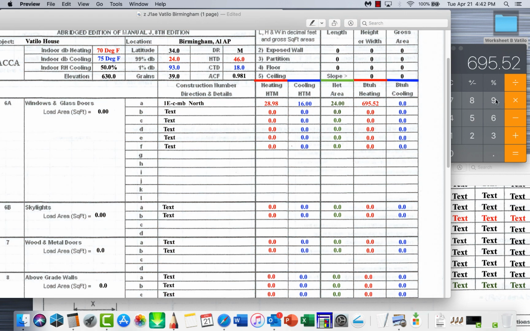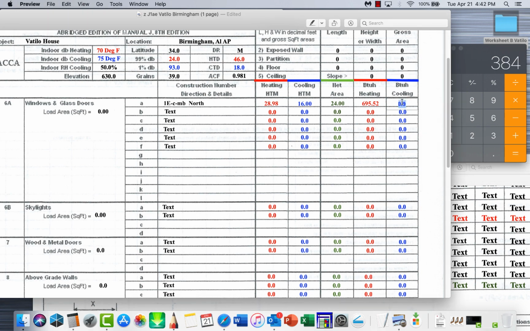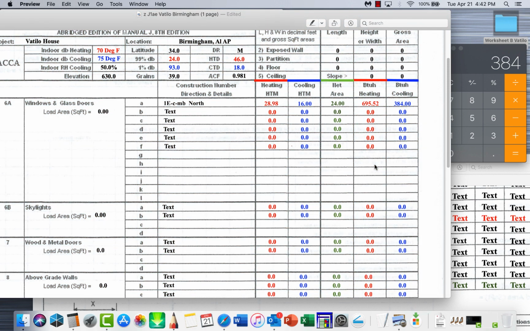Okay. Next will be the cooling. So we'll make sure we clear it out. 16 times 24, and we get 384. Okay. And there you go. That is how you do windows that are north side or obviously shaded. That's how you do those windows and transfer them over here to your J1 window. In the next video, I'll show you how to do a few of the ones where you're having to do east side, west side, things like that.